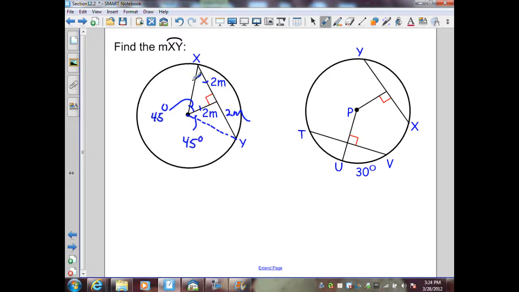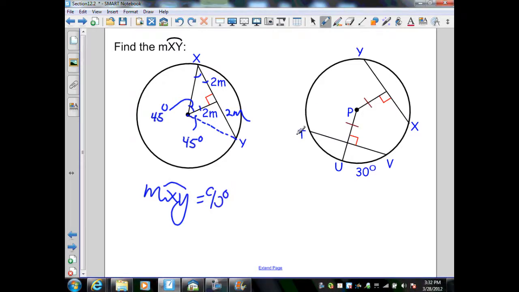And that tells me that this is also 45 degrees. That gives me a central angle that is 90 degrees. And I know that the measure of my arc is equal to the measure of my central angle. Therefore, arc XY has a measure of 90 degrees.